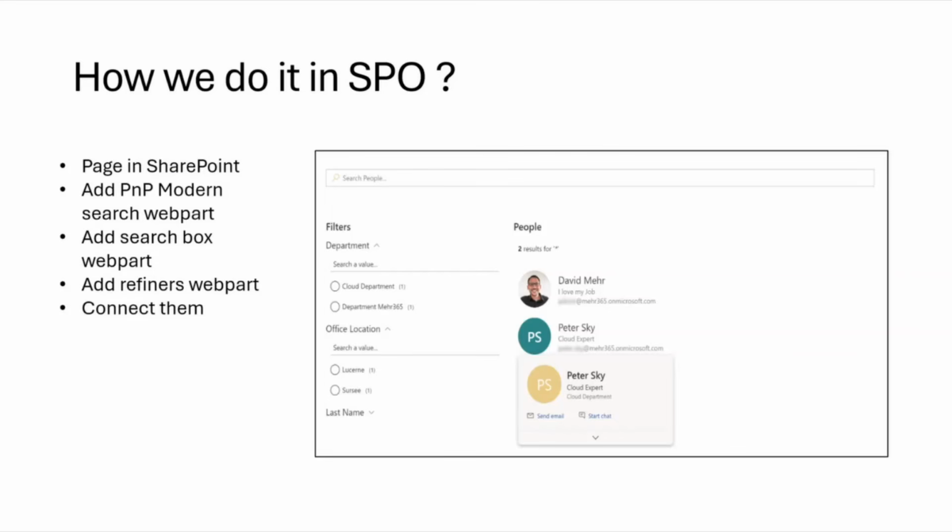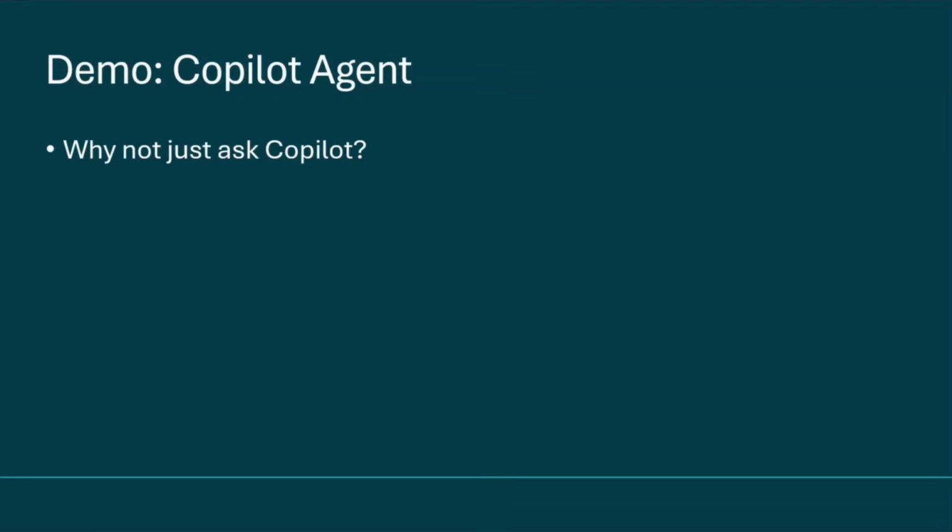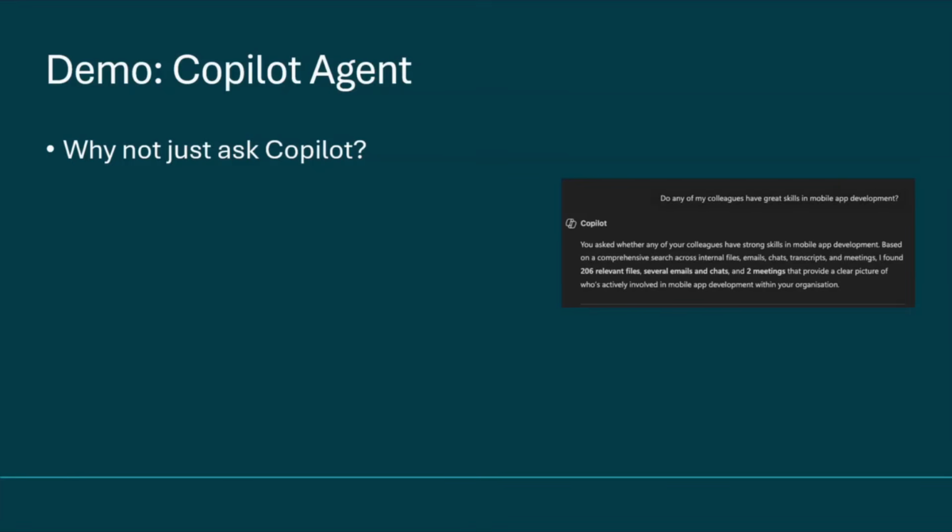So the AI way to go around that was, why not ask Copilot? This is the age of Copilot, we have a Copilot license, let's just ask Copilot. This is the kind of result we got. One of the questions was, I want to find a colleague who was doing some things in mobile app development. Copilot gave me this kind of result.